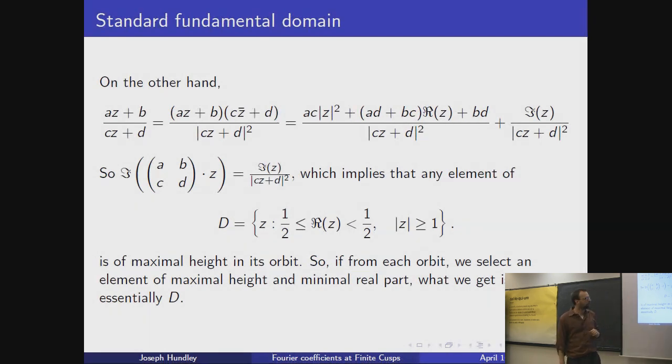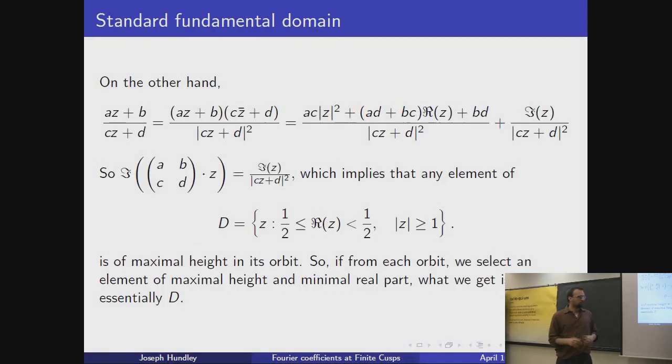And now it's easy to see that if you are inside the unit circle and inside the strip from negative a half to a half in the x direction, that every other element of your orbit is at the same height or it's lower. And it's at the same height if and only if C is 0. So that's the issue. You just shifted it back and forth with the z goes to z plus 1. Okay. So that means that we can describe the domain as basically the set of points which are between negative a half and a half and at maximal height in their orbit.